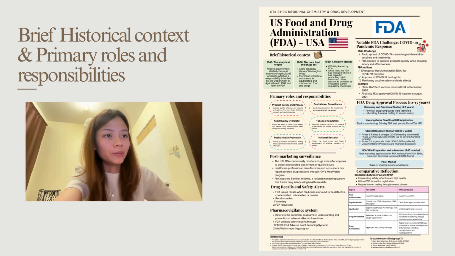Today we are going to present on the US Food and Drug Administration, FDA, from the United States of America. The brief historical context of the FDA started in 1848 with the analytical origins. The federal government started chemical analysis of agricultural products, a responsibility then inherited by the Department of Agriculture in 1862 and later by the FDA.